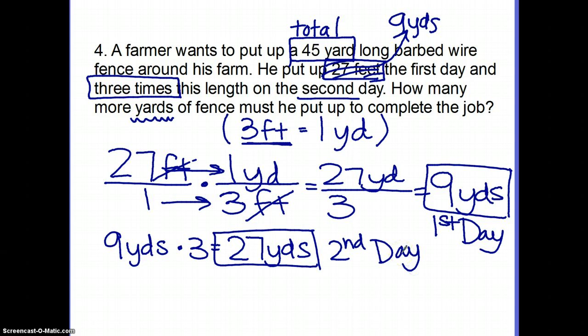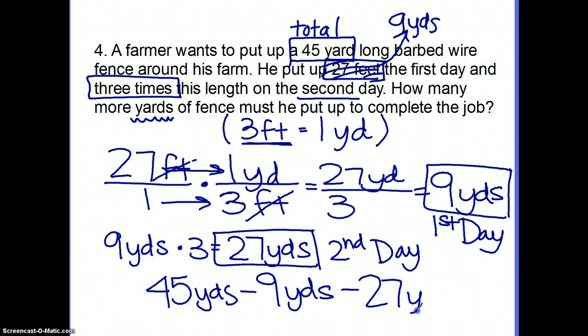How many more yards of fencing must he put up to complete the job? So he needs a total of 45 yards. So we'll subtract the first day, subtract the second day, and so if we're subtracting 9, so we got 36. 36 minus 27 would be 9. So he needs 9 yards left to go of fencing.